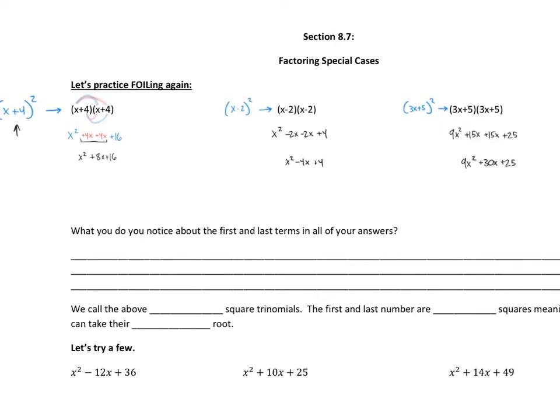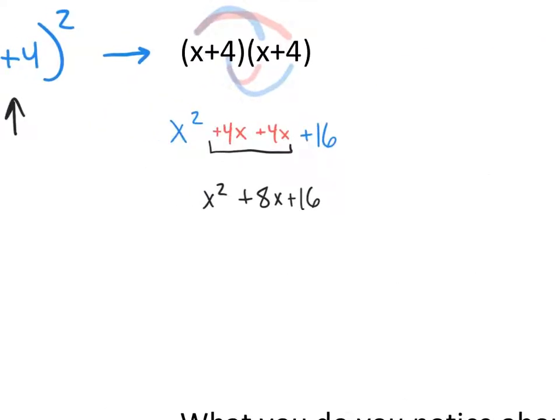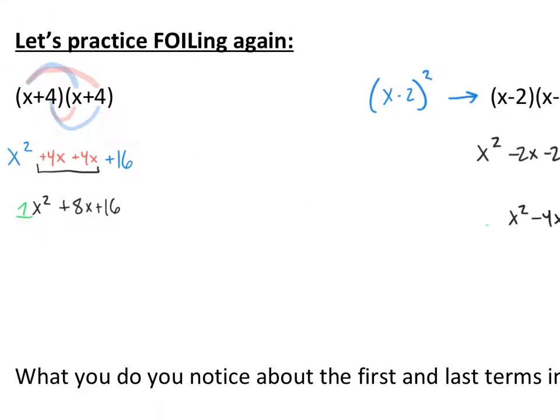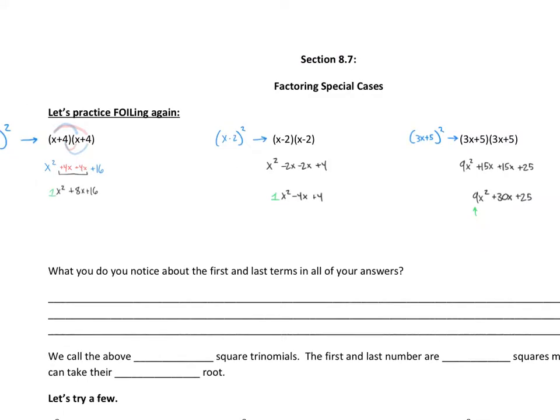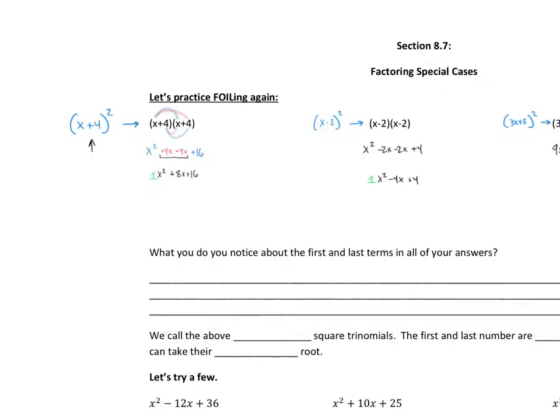Now, what it's asking here says, what do you notice about the first and last terms in all of your answers? What we're going to be looking at today for when we're factoring this, now all the first terms here are invisible ones. So 1, 1, and then this one's a 9. What this is asking you to recognize is that all of these numbers are perfect squares. They are all perfect squares, right?